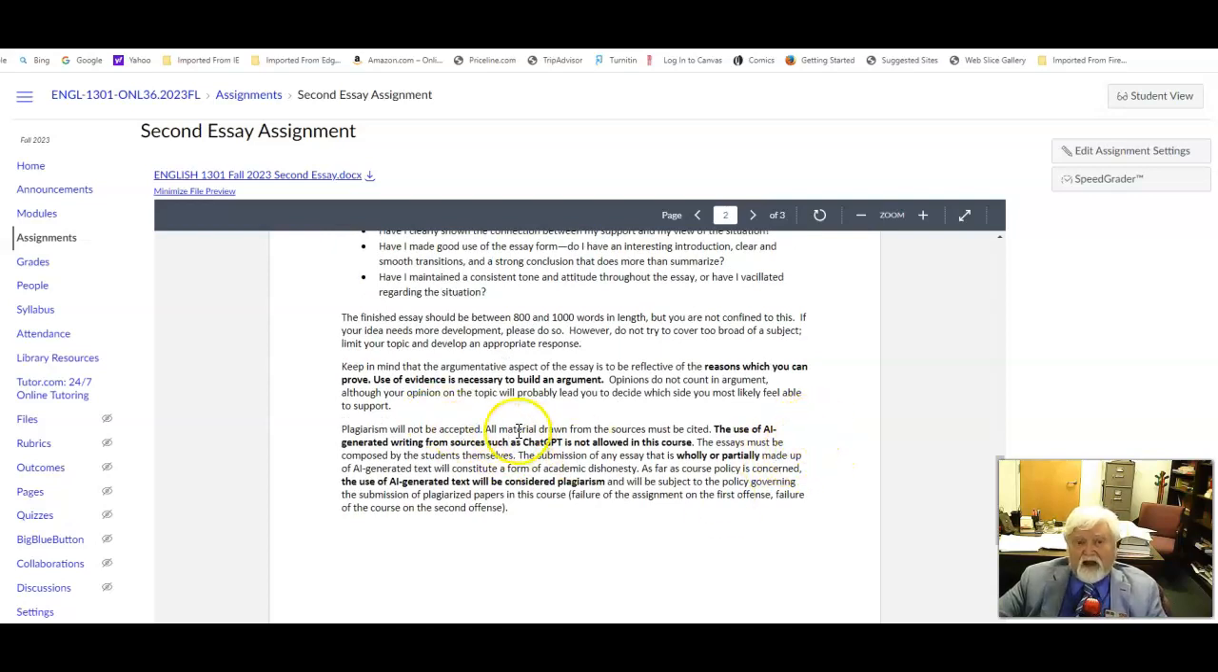I've pointed out again, I put this in here again, although it's listed in the modules earlier, about the use of AI material. Don't do it. Please do not do it. Make sure you're using evidence. Make sure you're citing evidence. Making sure that, again, all material drawn from sources has been cited in your essay.